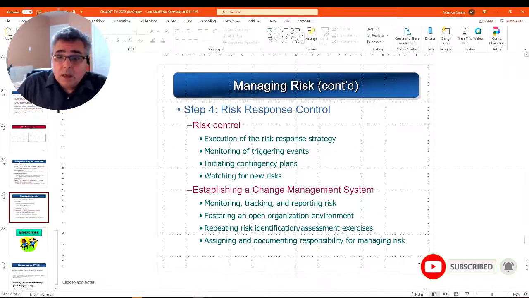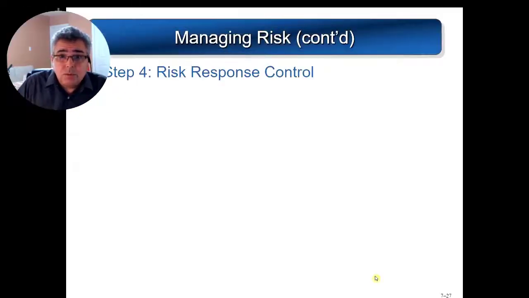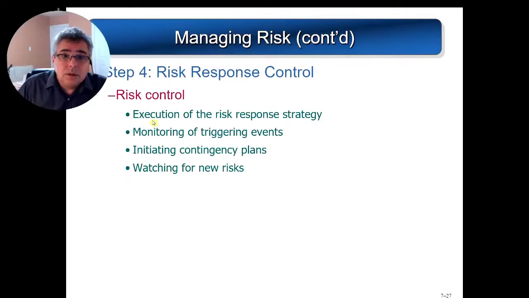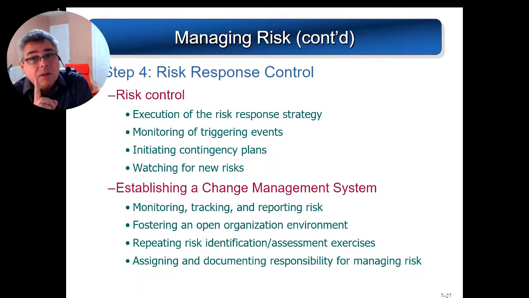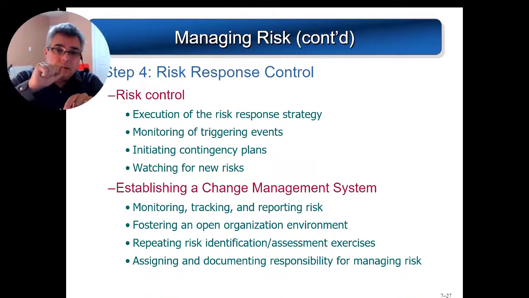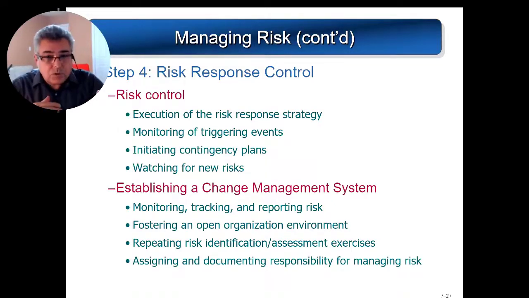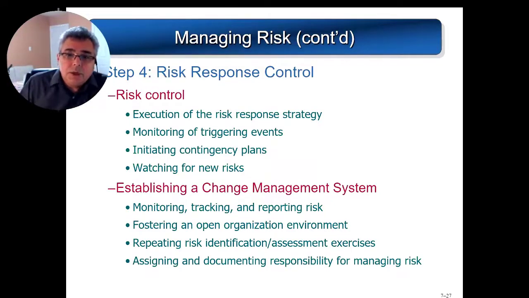So what we do in risk control is execute the risk response strategy, monitor and trigger events, initiate the contingency plan, and watch for new risks. Sometimes, if the risk happened, you have to start the change management process. If you see that a risk happened and you have to change something in the project, there is a very close relationship between risk control and the change management process, because if the risk happens, you may trigger change management.